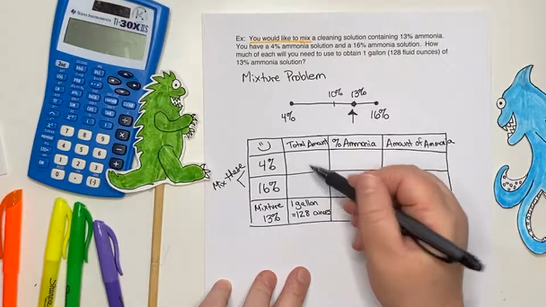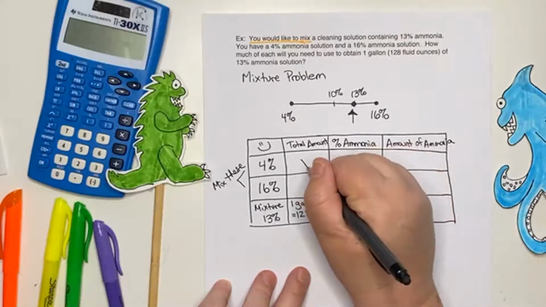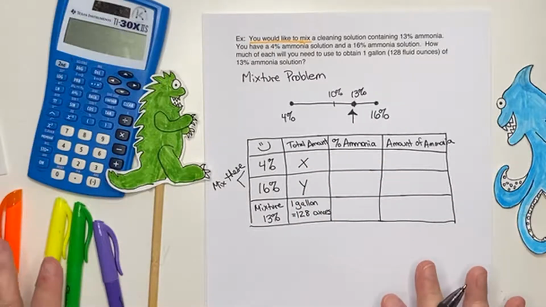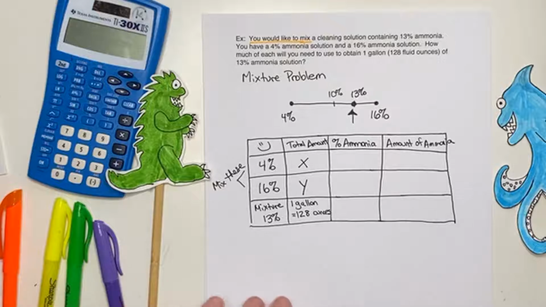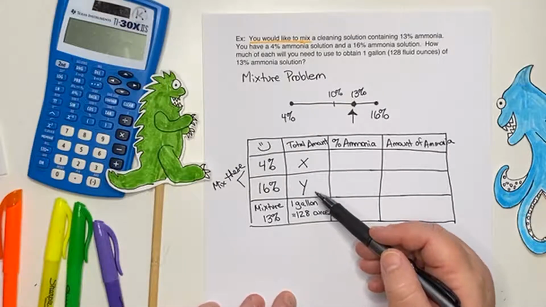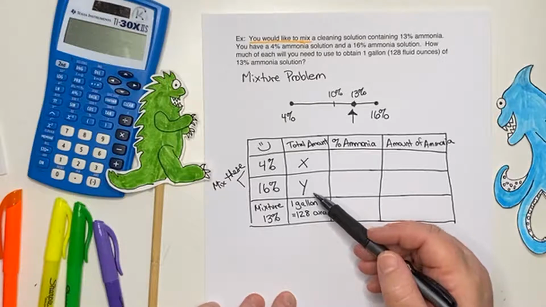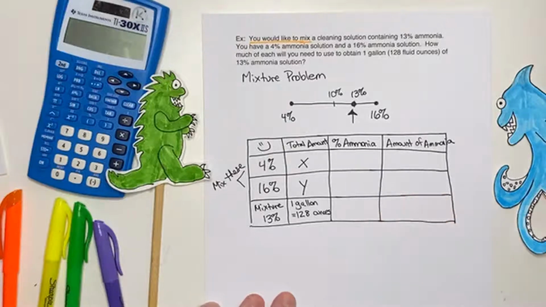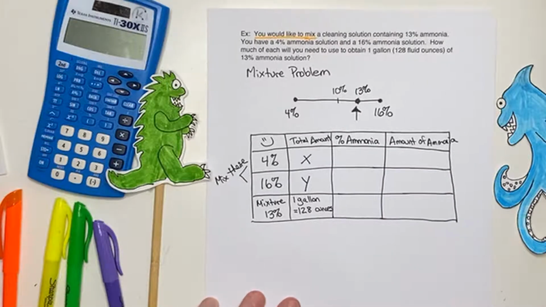So I'm going to need variables. And I think a lot of people use X and Y, so I'm going to use X and Y here. Now, here's the thing. You may have learned to do this using X and 128 minus X. That's fine. You can do it that way. I'm going to show you this method with X and Y just to show you how it goes. But again, you get lots of flexibility how you approach these problems.